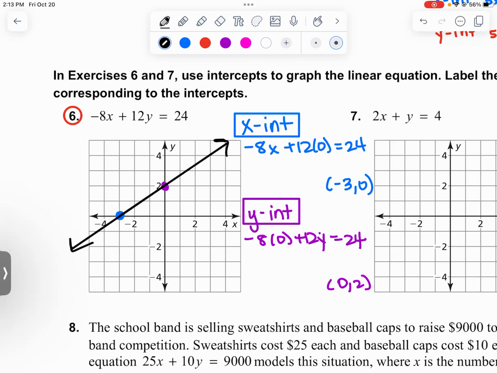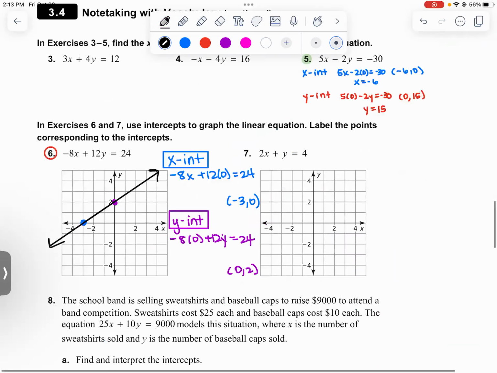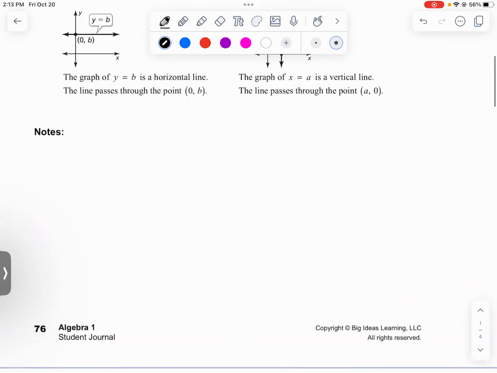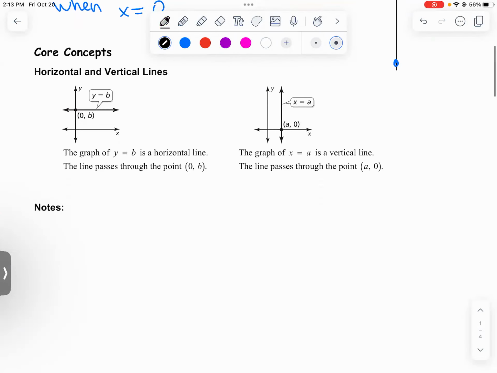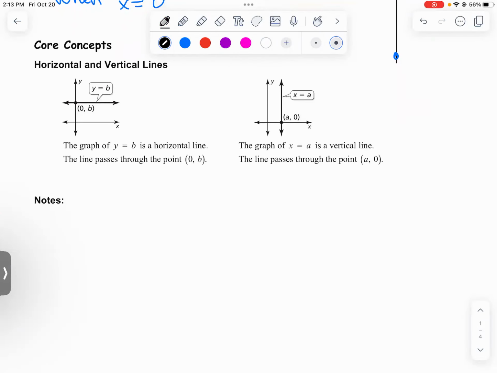Beautiful, right? Okay, now I would like you to turn back to page 76, and we are going to talk about horizontal and vertical lines.